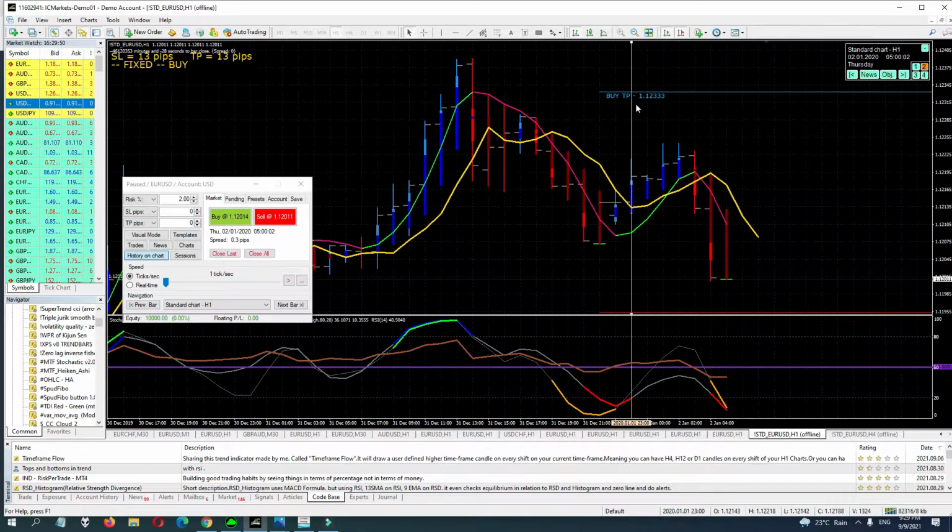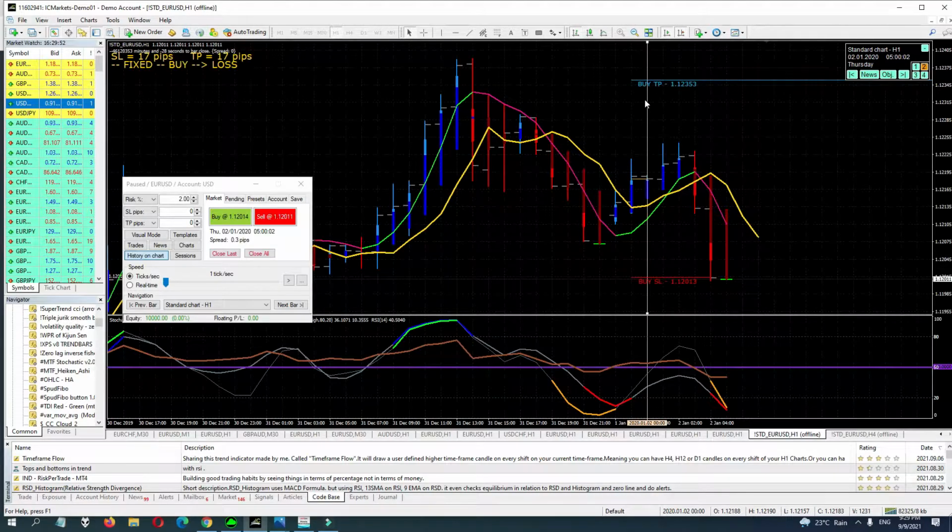And okay, so for sell, yeah. There are two types of entry, crossover entry and continuation entry. So in this video, I'm going to test the crossover entry first. I'll do the continuation trade in another video.